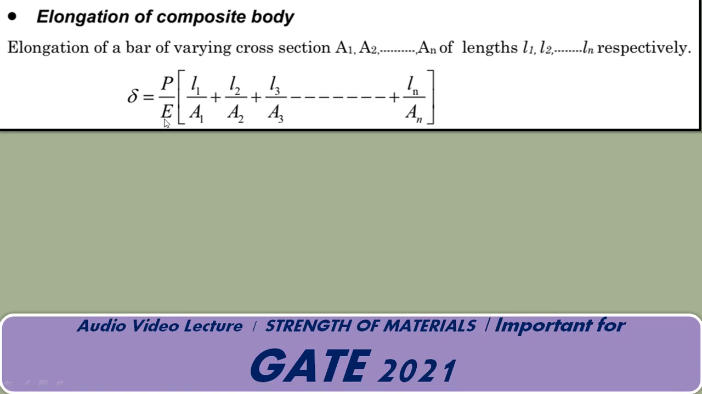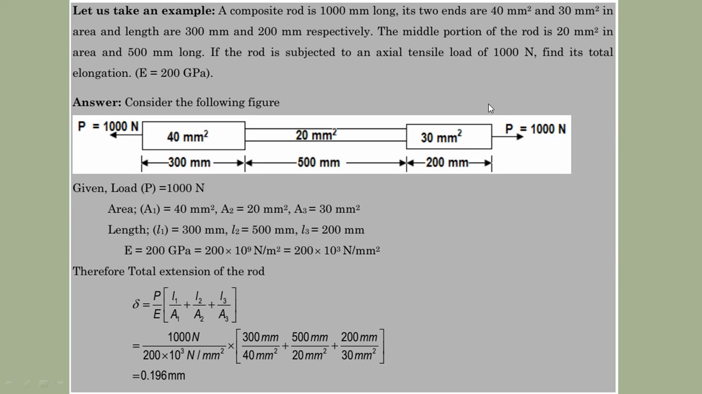This is the common: L1 divided by A1 plus L2 by A2 plus L3 by A3, up to Ln by An. So we'll see this by example. This is the first member: area is 40 mm square, length is 300 mm. Here length is 500 mm, area is 20 mm square. Here for this member area is 30 mm square and length is 200 mm.